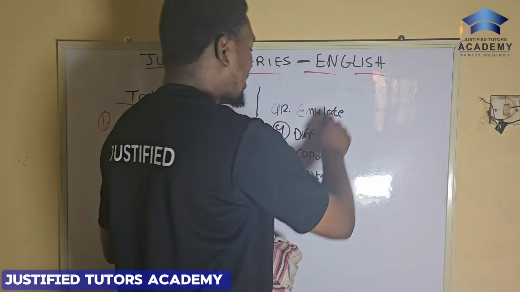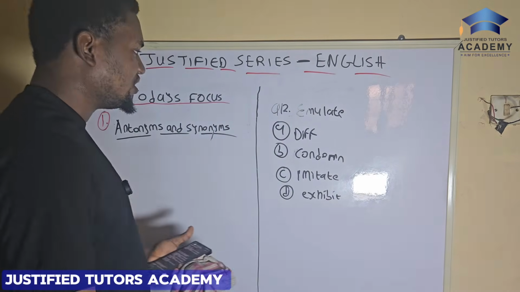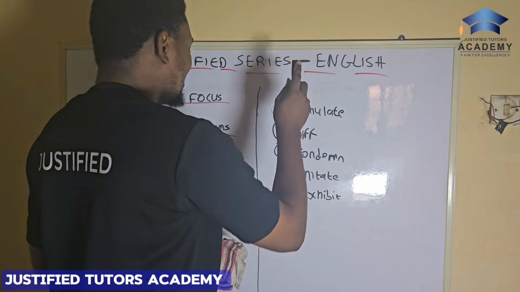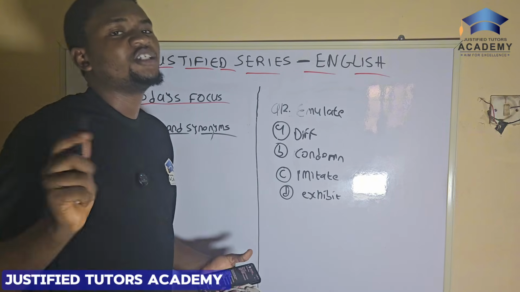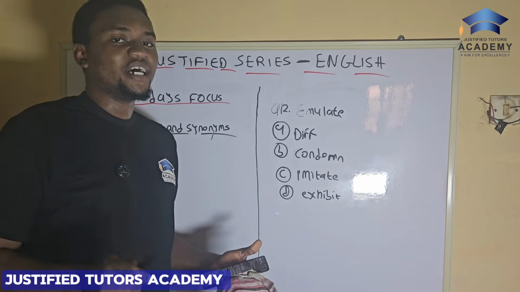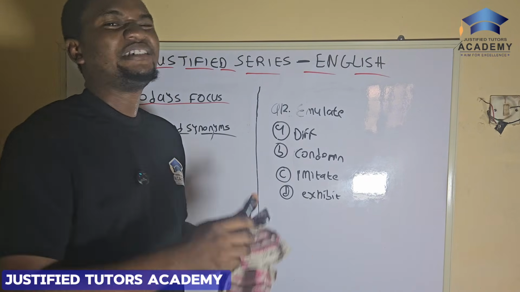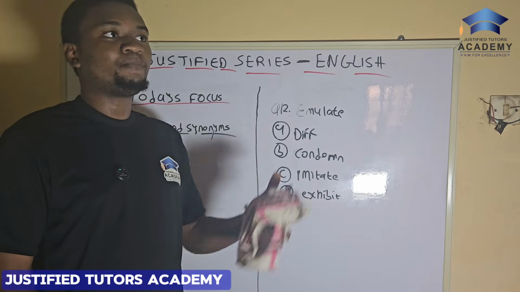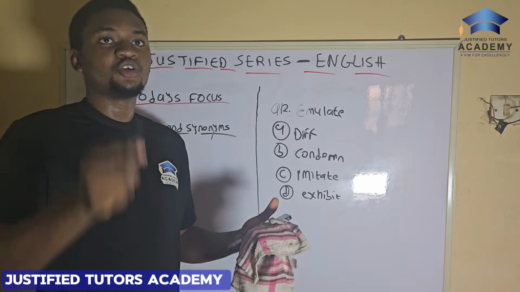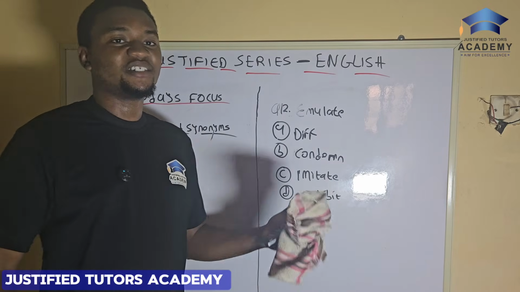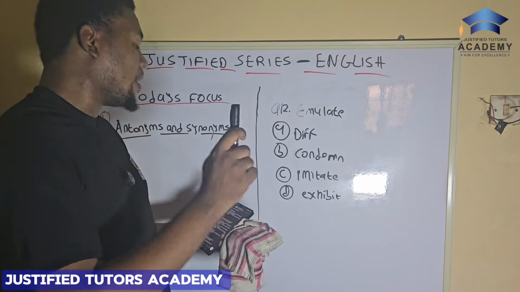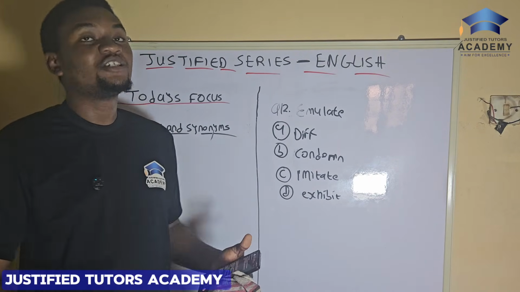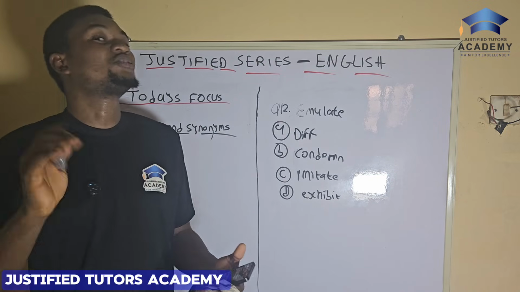Both of them are nearest meaning. Now, the big question is, why is A, B, and D not the correct answer? Now, differentiate is not the nearest meaning. Differentiate means to distinguish. That means to compare and contrast between you and this person. So you get the differences. That is not the option. The next one, B, condemn, means to criticize strongly.